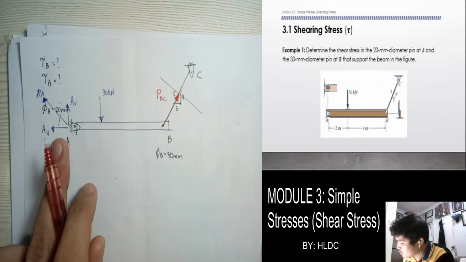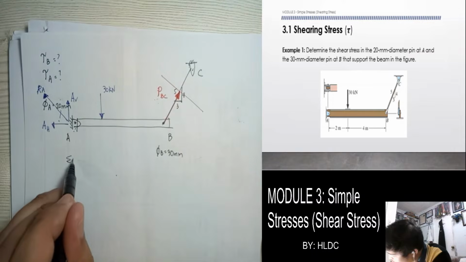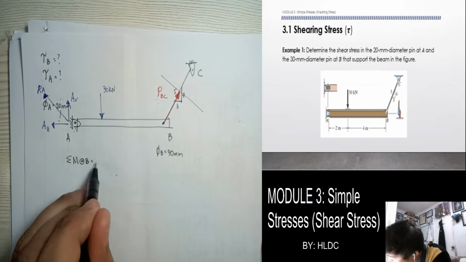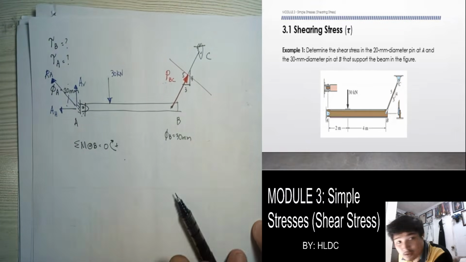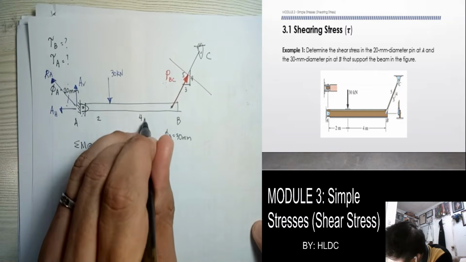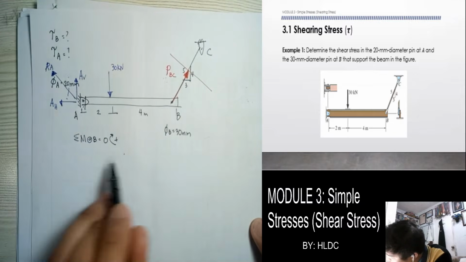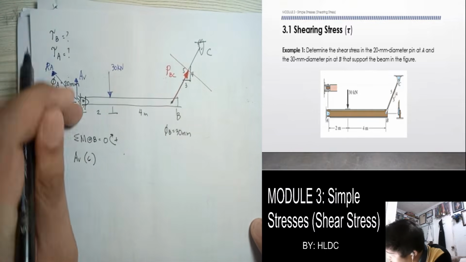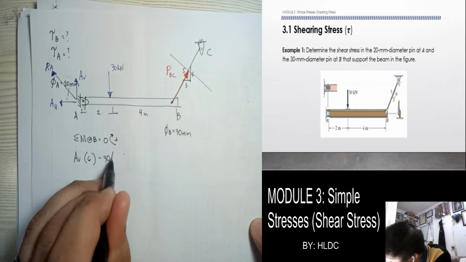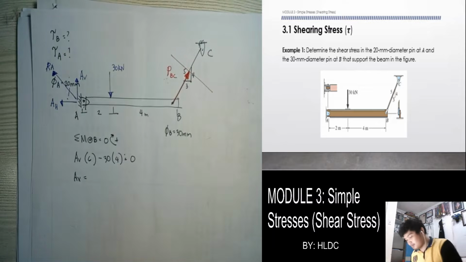So ngayon class, para makuha itong mga support reaction at A, magte-take ako ng summation of moment at B. So by taking summation of moment at B equals 0, considering clockwise moments positive, so that walang dimension, so 2 saka 4. So AB moment arm is 6 and then 30 moment arm is 4 equals 0. So solving for AB now equals 20.